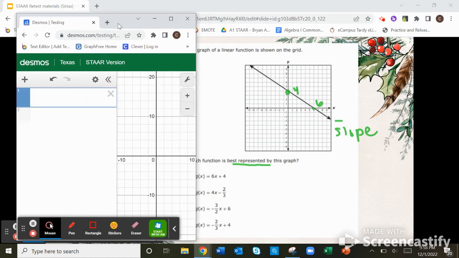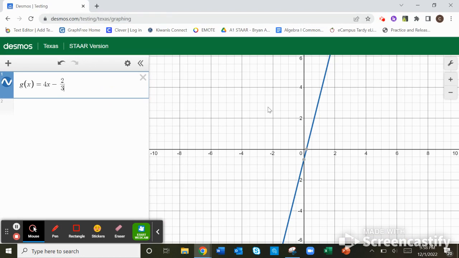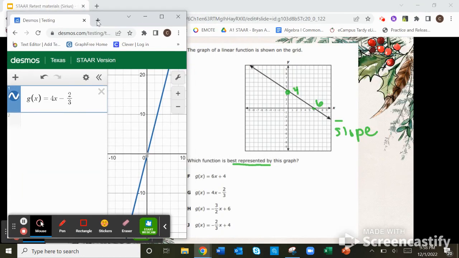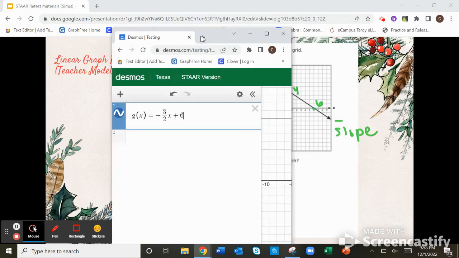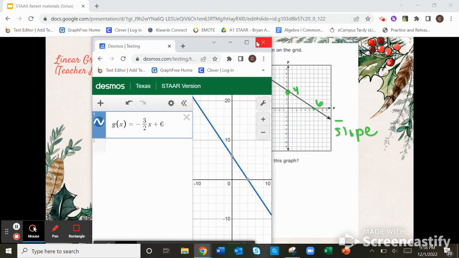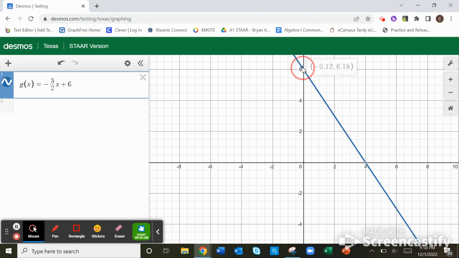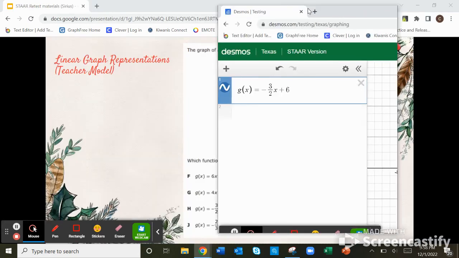I'm going to try the next one. g of x equals 4x minus 2 divided by 3. Again, the graph does not look the same. Next one, negative 3 divided by 2, x plus 6. So this one, I do see it has a negative slope. Remember, my y-intercept here is 4, and I see that this one is actually at 6. So it's very close to it, but these points are actually swapped.